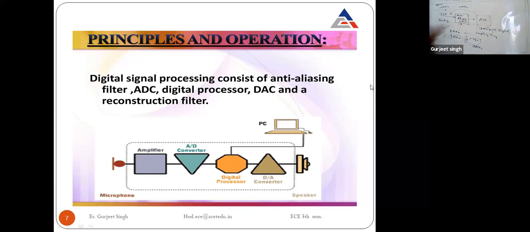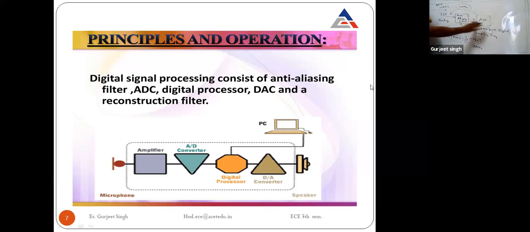This anti-aliasing filter will attenuate the frequencies which are more than 8 megahertz, because according to our formula, fs is equal to 2fm, so the sampling frequency would need to be 18 megahertz. So this is the concept of the anti-aliasing filter.